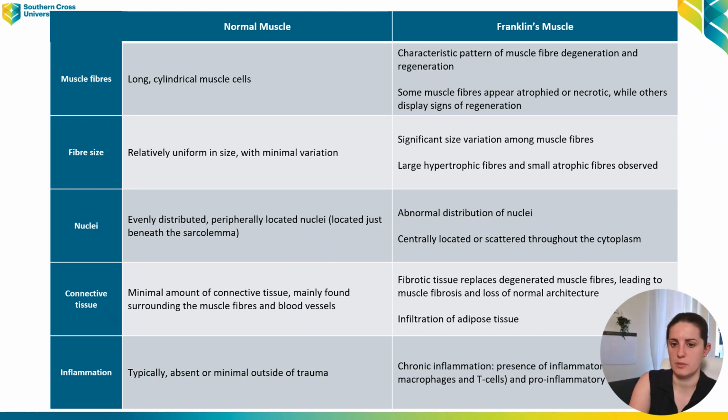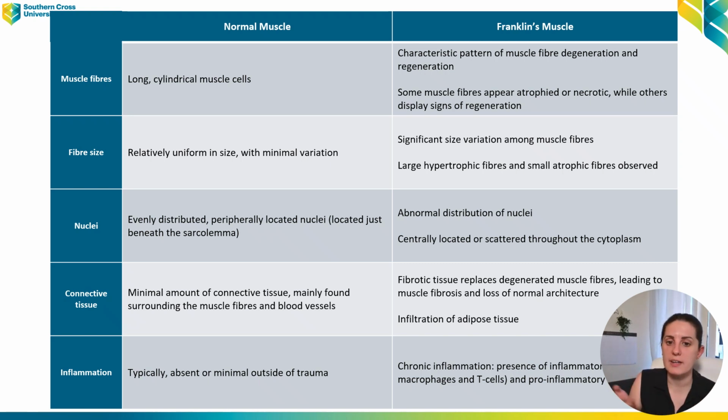So this is just a little bit of a summary of those things. So in the normal muscle, the fibers are going to be long and cylindrical, but with Franklin, we saw that characteristic pattern of muscle fiber degeneration and regeneration. So some of the muscle fibers appear atrophied or necrotic, while others display signs of regeneration. And then in terms of the fiber size, for the normal healthy tissue, we saw that the fibers were relatively uniform in size, right? Minimal variation.